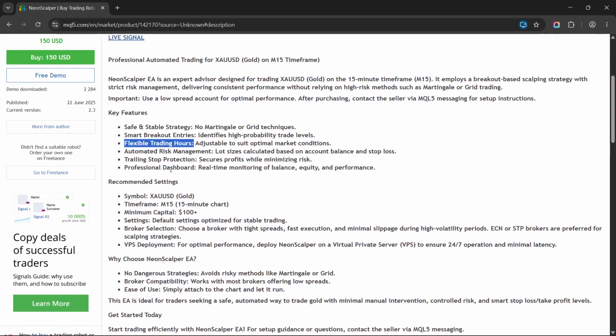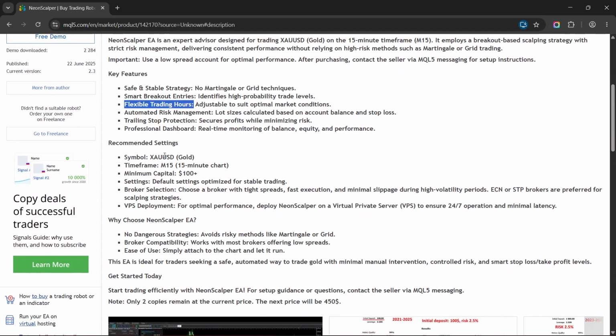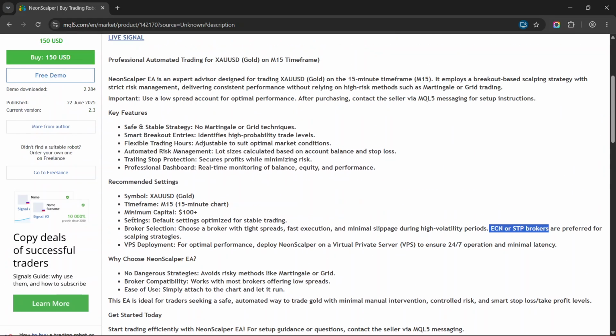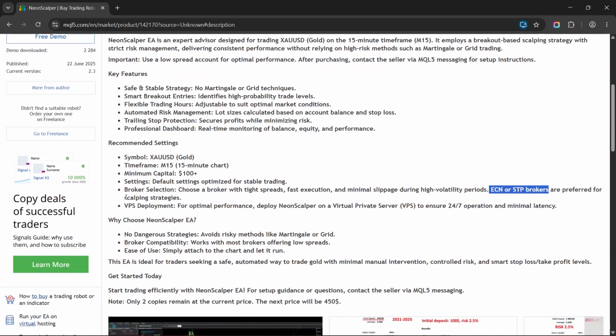The page keeps repeating the safe and stable message and recommends a stable, low-spread account, preferably ECN or STP broker accounts, plus a VPS for best results. After you buy the EA, you are told to message the seller for the set file. And that's pretty much the entire public description. No long list of indicators, no multi-time frame magic, no AI claims. Just breakout scalping with risk control.